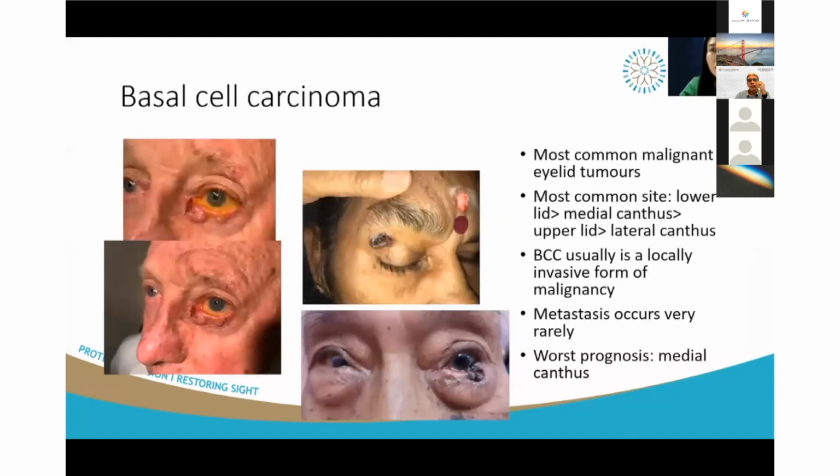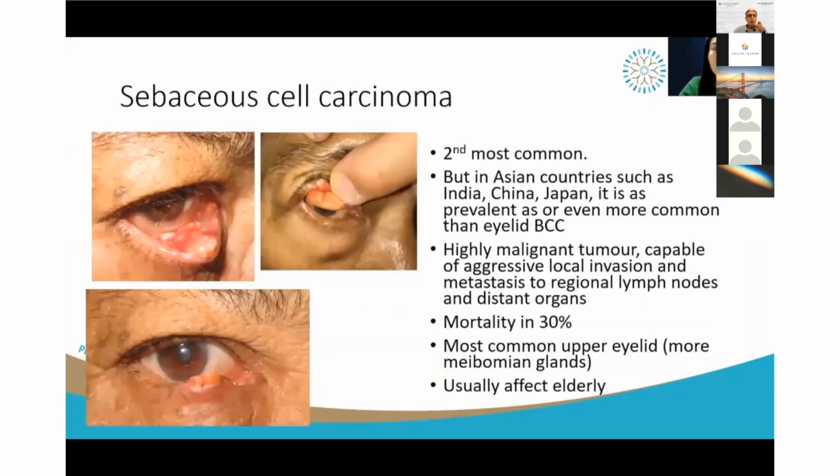Basal cell carcinoma is the most common eyelid skin cancer. The most common site is the lower lids, followed by the medial canthus, upper lids, and lateral canthus. Basal cell carcinoma is usually a locally invasive form of cancer. Metastasis occurs very rarely. The worst prognosis is seen in medial canthus lesions.